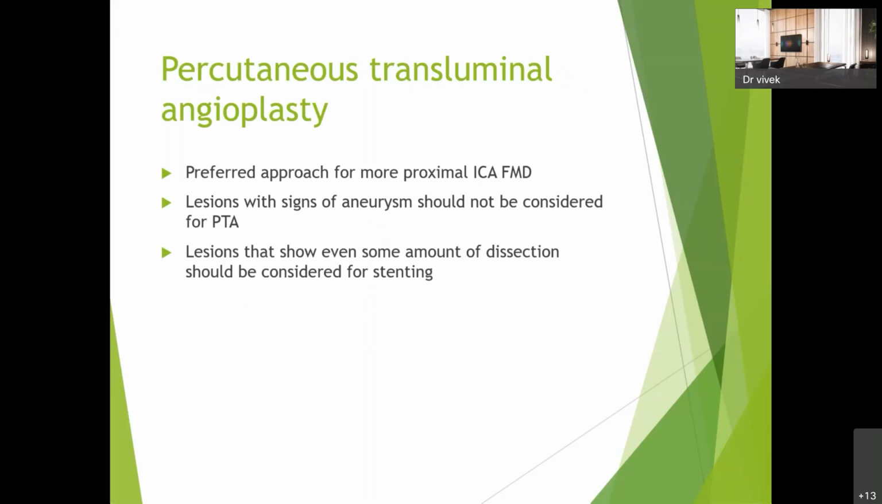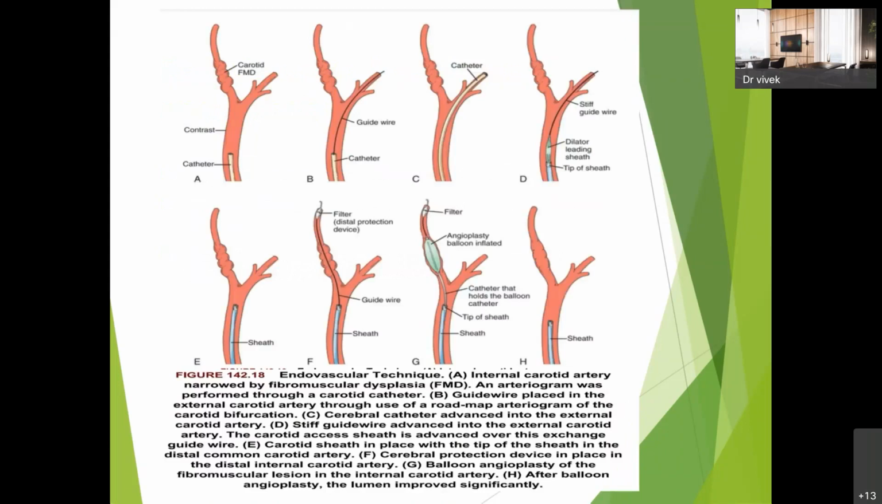And third is percutaneous transluminal angioplasty, which is preferred for more proximal internal carotid artery fibromuscular dysplasias. Lesions with signs of aneurysm should not be considered for percutaneous technique, and lesions that show even some amount of dissection should be considered for stenting. So this is how it is done.